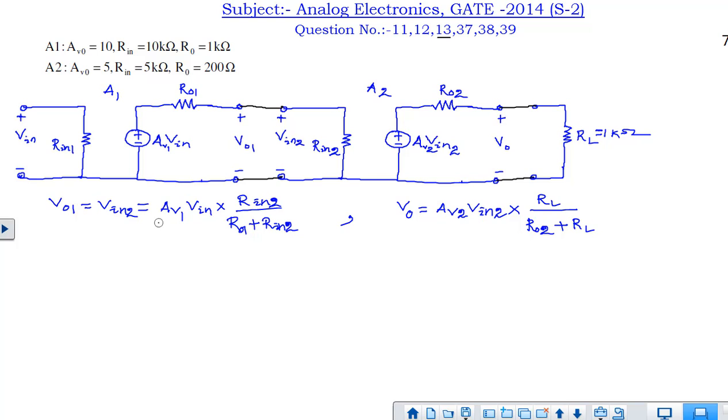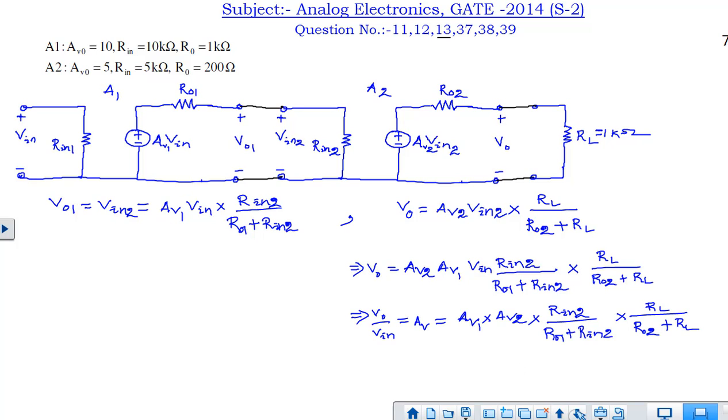Now this Vin expression, we will replace this Vin here. So we will have the output voltage like this. Hence we can find out the gain as V0 by Vin, that will give us this expression. Every value in this expression is given.